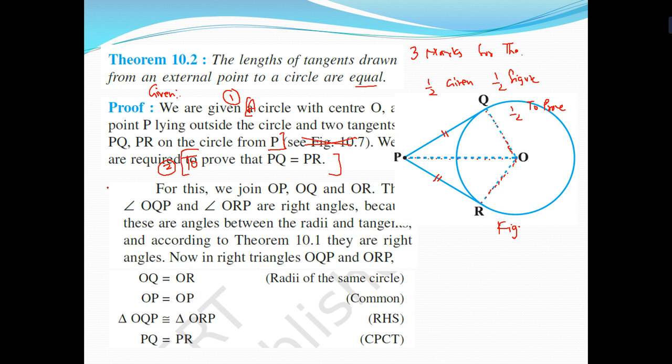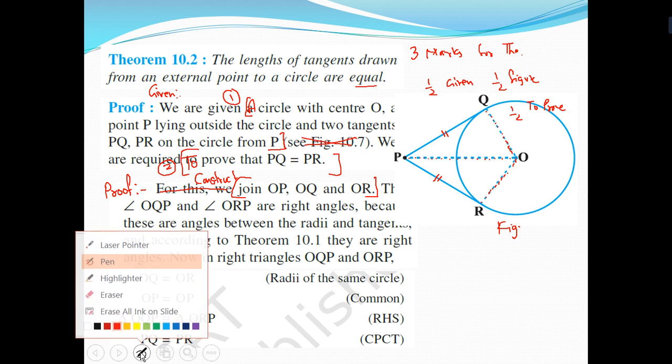Now we have to write the proof. For the proof, now we construct. Construct means we have to draw something more for explanation. So join OP, OQ and OR. Join OP, OQ and OR. And so that is sufficient.